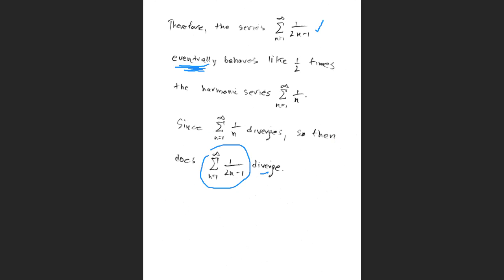So it's sort of like the truth comes out. No matter what the series does in the beginning, it's the eventual behavior of the series that will determine if the series converges or diverges. And our series acts like a harmonic series, just the terms are half as large. It acts like 1/2 times a harmonic series. That's what it acts like.